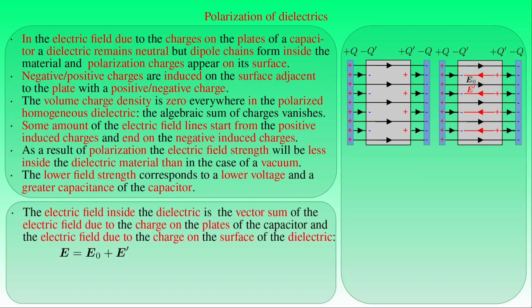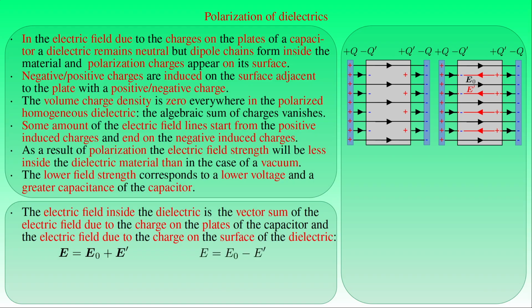The electric field strength E inside the dielectric can be considered as the vector sum of the electric field strength E0 due to the charges +Q and -Q on the plates of the capacitor, and the electric field strength E' due to the charges +Q' and -Q' induced on the boundary surfaces of the dielectric. Since the vector E' points in the opposite direction to the vector E0, the magnitude of the vector E is equal to the difference between the magnitudes of the vectors E0 and E'.